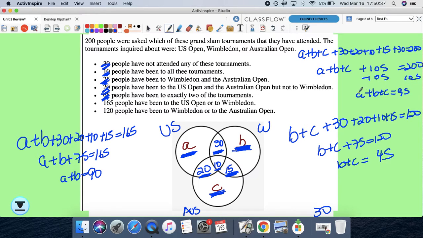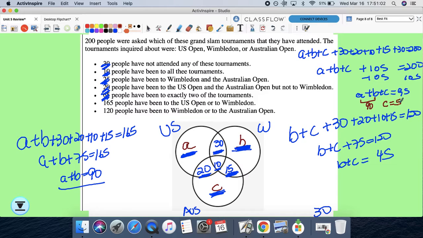Now, I can use that equation, right? I know what A plus B is. I know what B plus C is, so it doesn't matter which one. So let's use this. A plus B equals 90. So I change that and make it 90, because I know A plus B is 90. So 90 plus C equals 95. If you subtract 90 from each side, we get C equals 5.